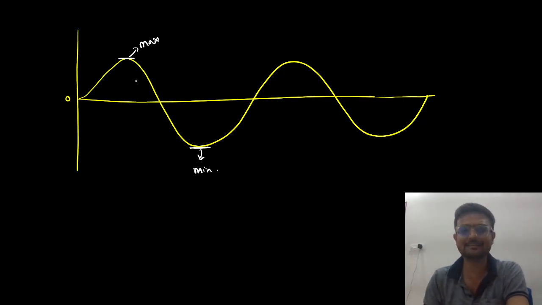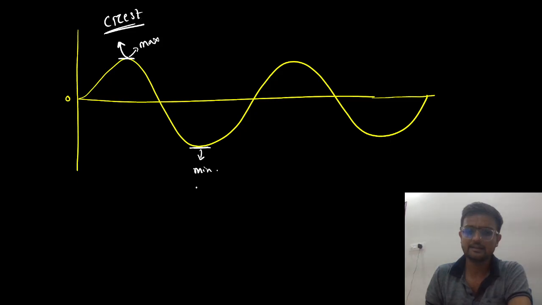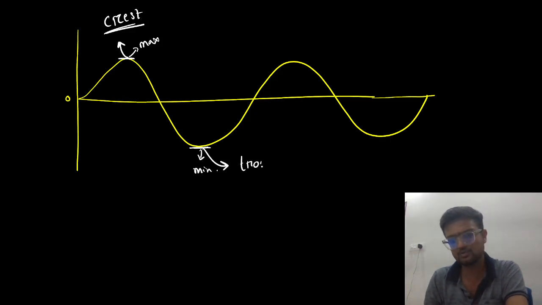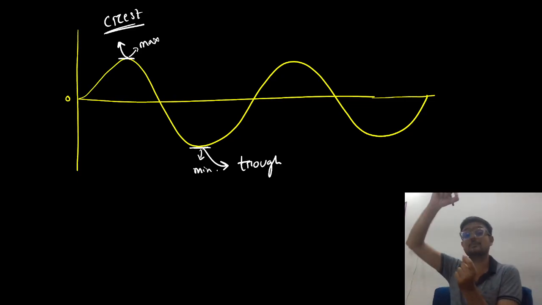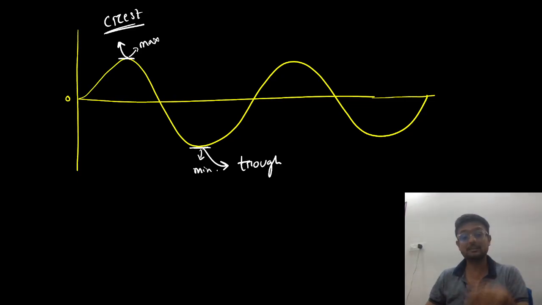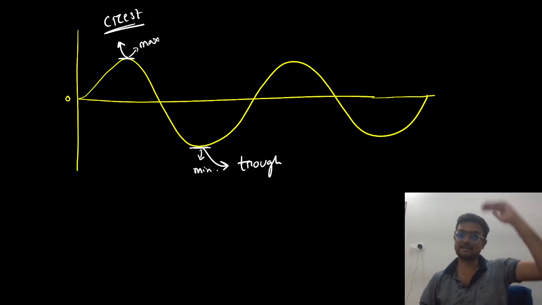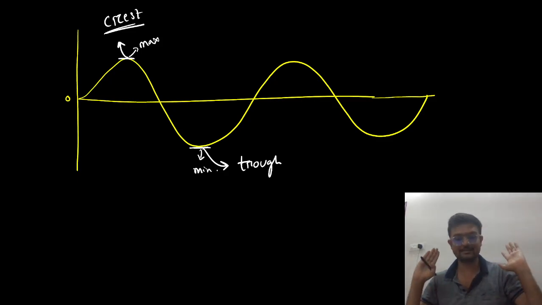This maximum point is called crest. We call it crest, CREST. Okay? And the minimum point is called trough, TROUGH. The point at which the wave can go to the maximum height is called crest, and the minimum height is called trough. So there are two types of points. One is crest, maximum point, and trough, minimum point, right?